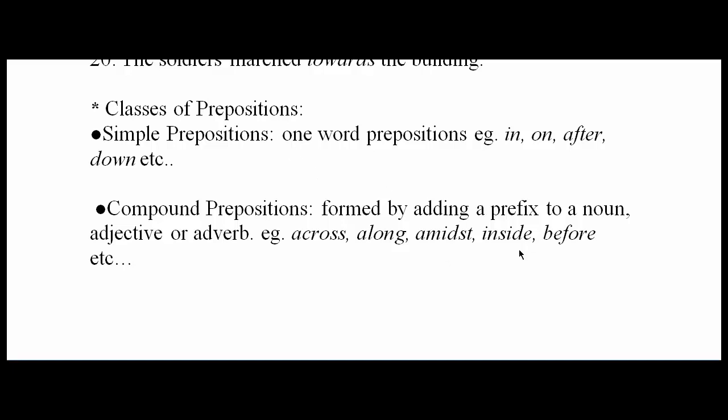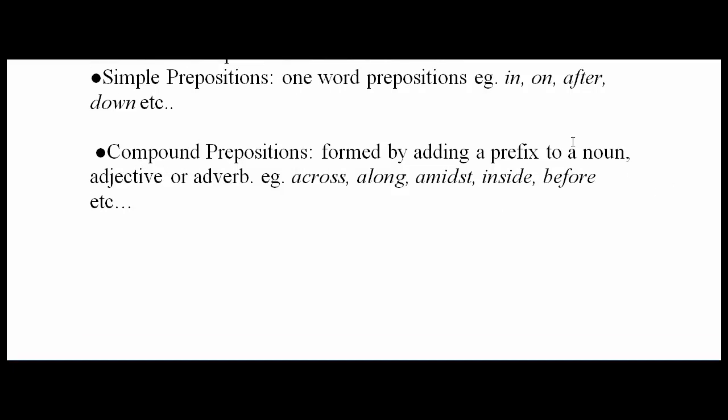The second class of preposition is the compound preposition. Compound, what does it mean? Compound prepositions are formed by adding a prefix to a noun or an adjective or an adverb. We will add a prefix, a word or a letter to a noun, an adjective or an adverb, and then a preposition is formed.